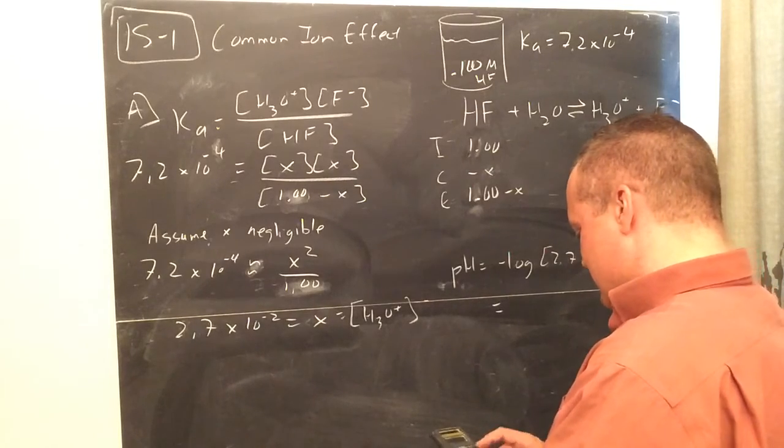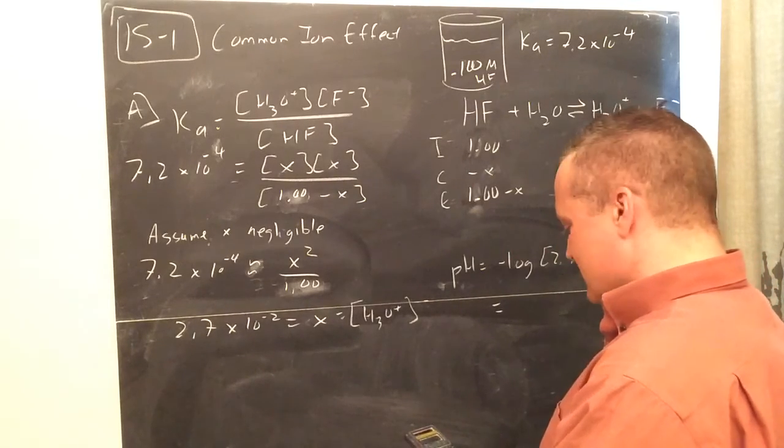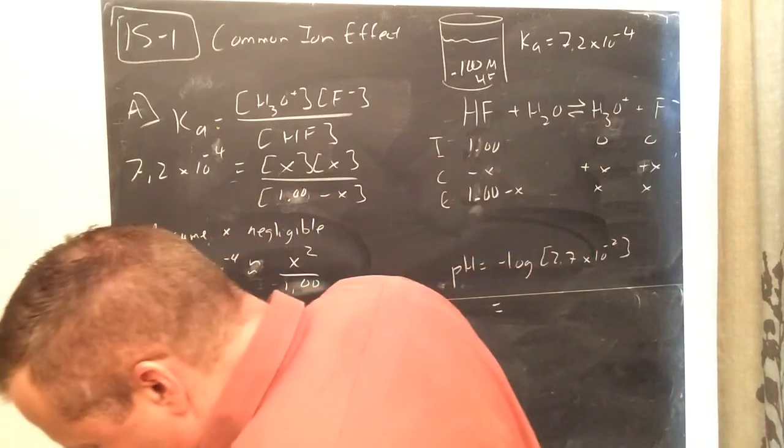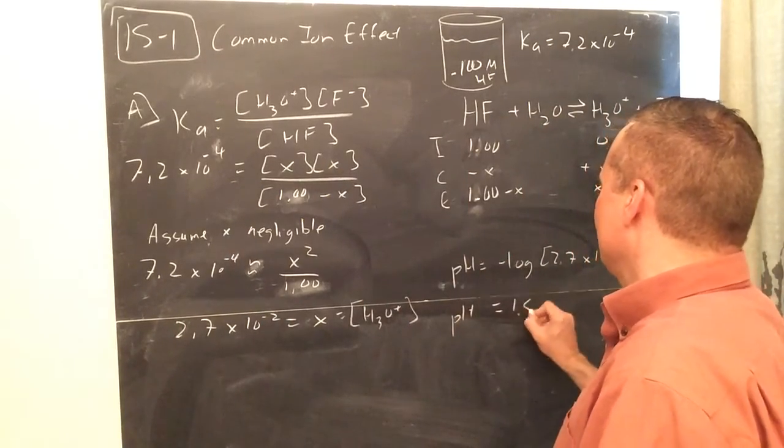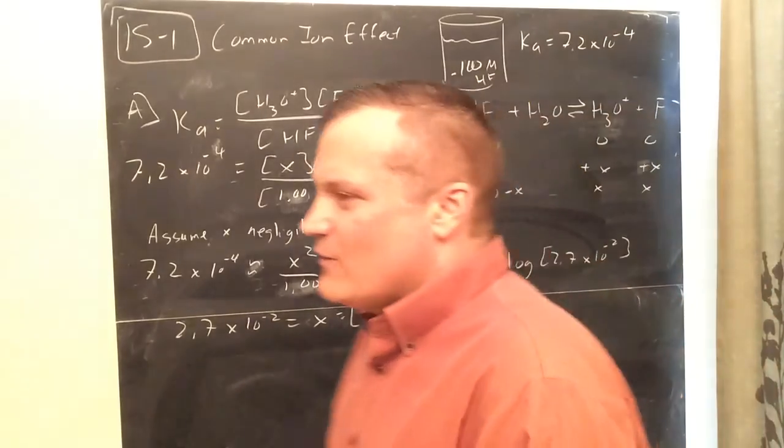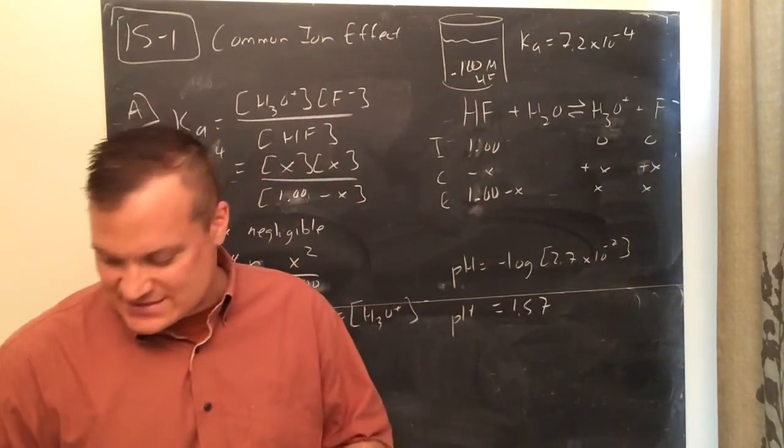Okay, negative log of 1.57. Is that it? Yeah, 1.57 is the pH. Okay, so 1.57 is acidic.